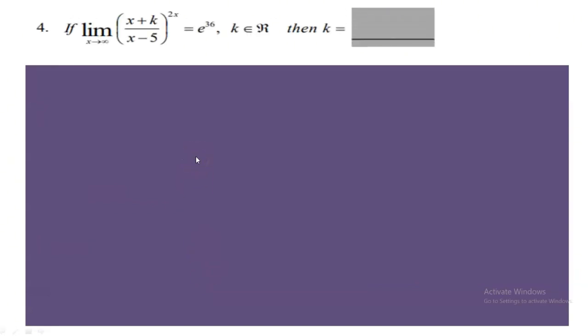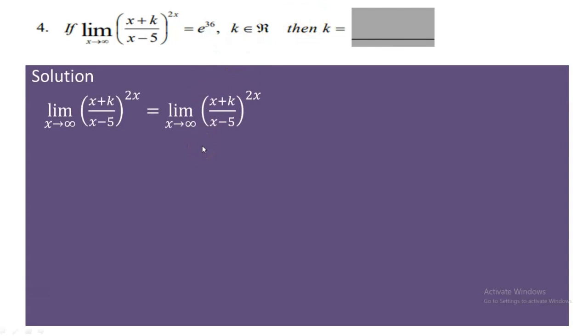So when you go to the next question, that is question number 4, you have been given that the limit of (x plus k over x minus 5) to the power of 2x as x goes to infinity is e to the power of 36, for k an element of the real numbers. The question is, what is the value of k? So here you need to recall the important limit theorem: the limit of (1 plus 1 over x) to the power of x as x goes to infinity is e, right? So you need to recall that.